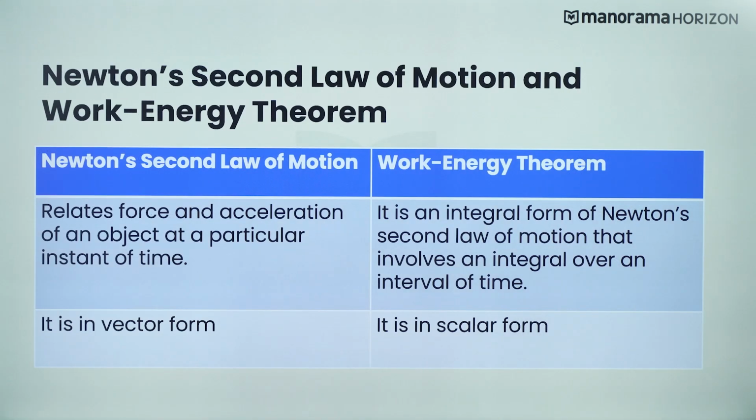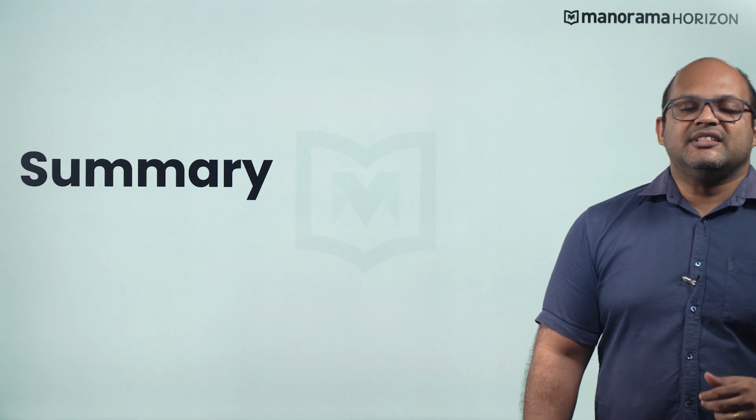So what is the link between Newton's second law of motion and the work energy theorem? Newton's second law of motion relates the force and acceleration of an object at a particular instant in time. While the work energy theorem is an integral form of Newton's second law of motion that involves an integral over an interval of time. While the second law of motion is in vector form, the work energy theorem is in scalar form. So let us summarize.